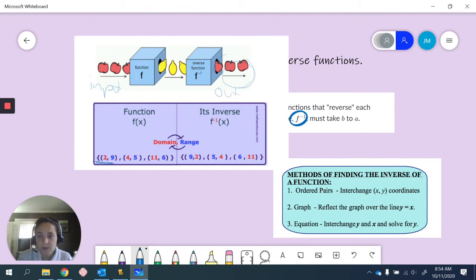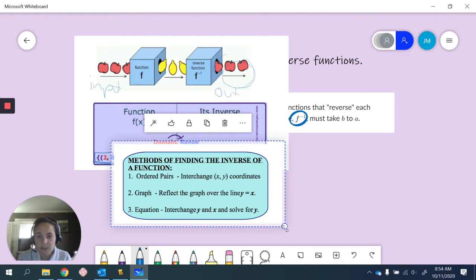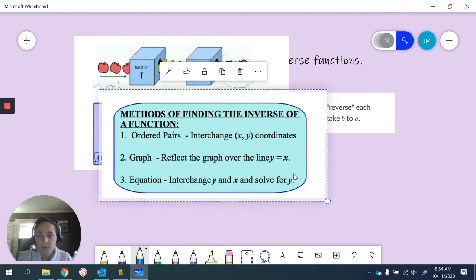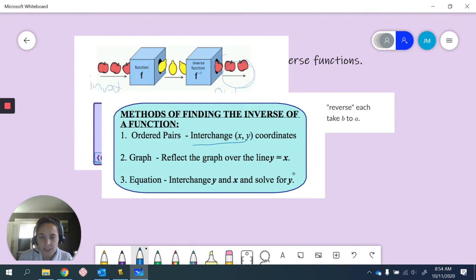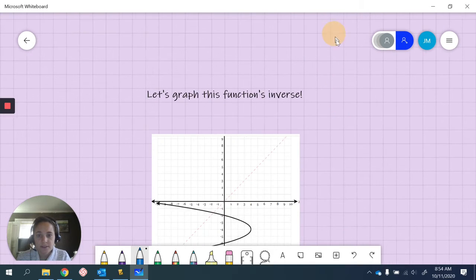So here's the ordered pair 2, 9. In the inverse, the ordered pair is 9, 2. X and y switch. Okay, so the methods of finding the inverse function, there are 3. In an ordered pair, you literally just interchange the x and y. You just switch them. A graph, you reflect the graph over the line y equals x, or you can just switch the x and y coordinates. In an equation, you switch y and x and you solve for y. We're going to do an example of the graph first, okay?